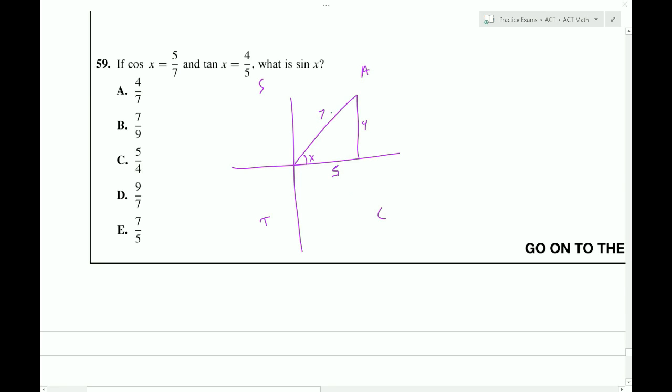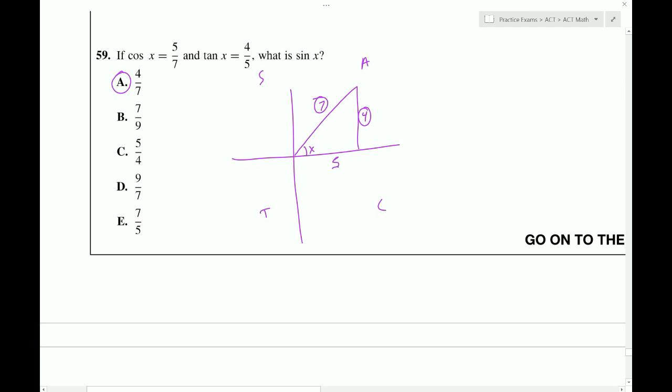So what is the sine of x? The sine of x would have to be opposite over hypotenuse, 4 over 7. Now, of course, this doesn't make any sense because 4, 5, 7 is not a Pythagorean triple. So kind of a bad question there.